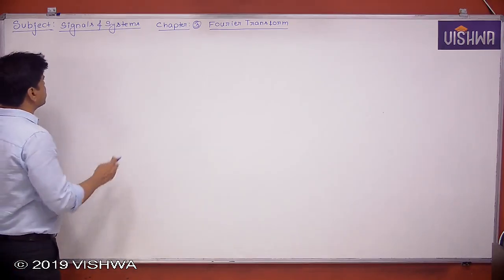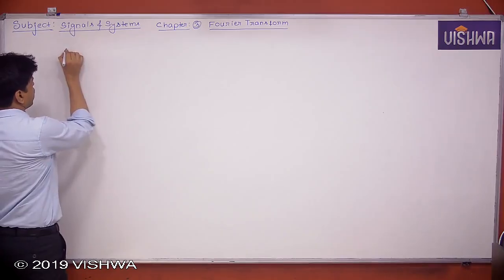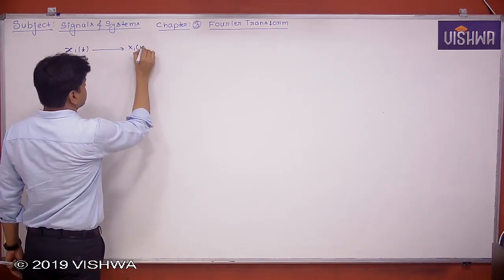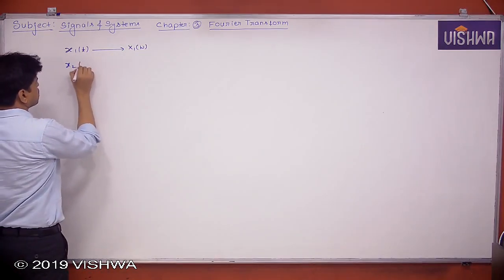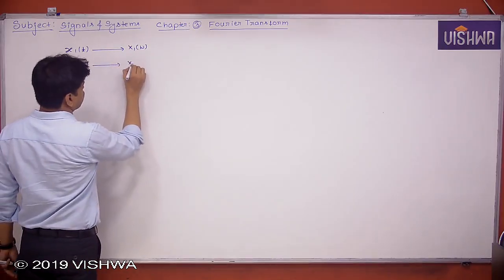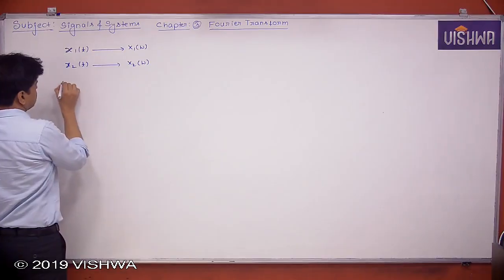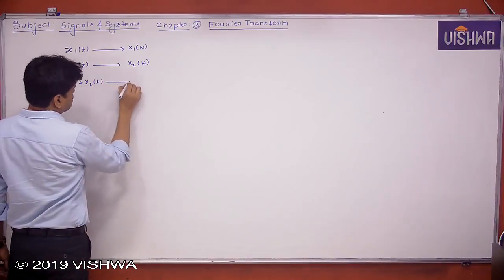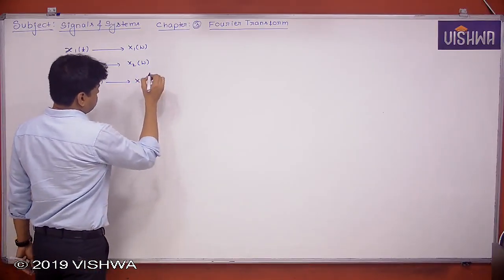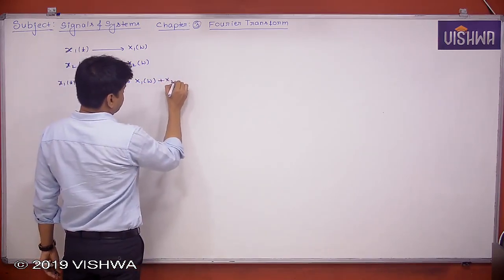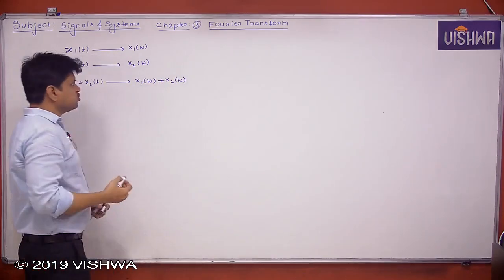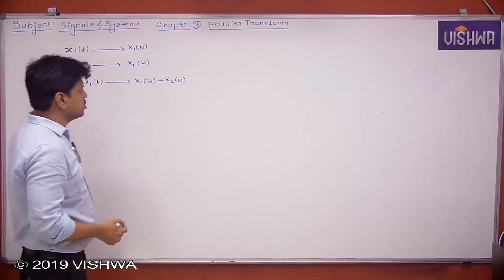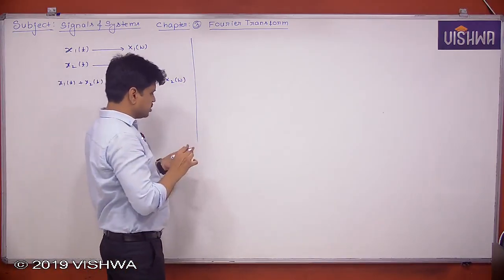In the linearity property, I said suppose x1 of t is a function having Fourier transform x1 of omega, and x2 of t is a function having x2 of omega, then x1 of t plus x2 of t has Fourier transform x1 of omega plus x2 of omega. So this is what we have seen already in the linearity property. Let's solve some questions based on this one. Let's take an example which is like this.